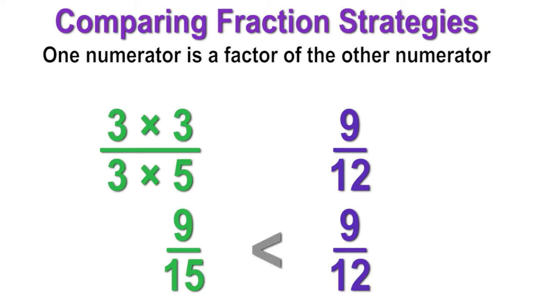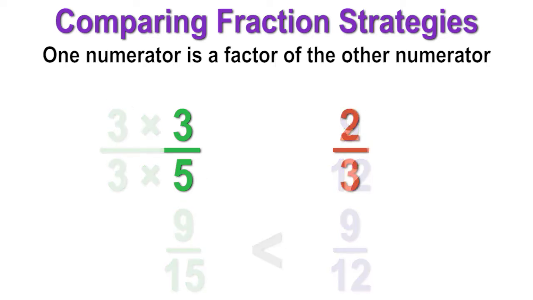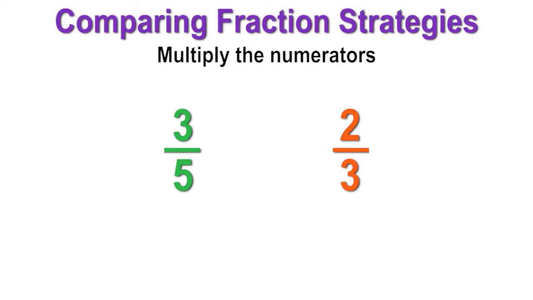The advantage of this strategy is that we only need to find an equivalent fraction for one of the fractions in the set. However, not all numerators are factors of one another. Let's compare 3/5 and 2/3. We can see that one numerator is not a factor of the other. 2 is not a factor of 3. So this time we will multiply the numerators together to create a common numerator.